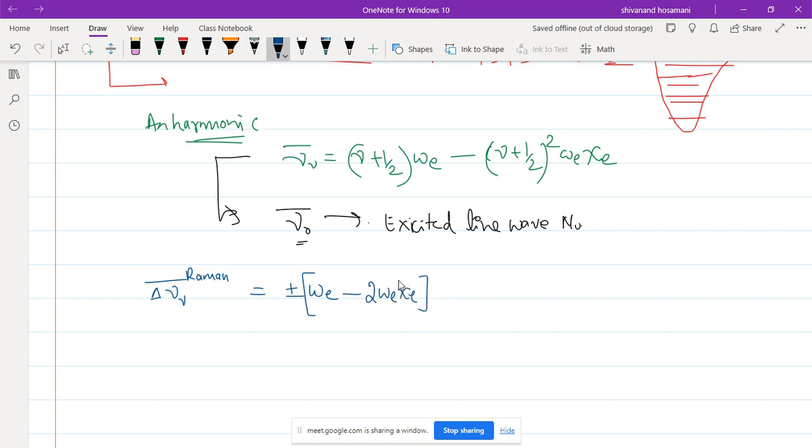I have already told you, fundamental and first overtone come in this. This is the fundamental one. Fundamental. What about the first overtone of the band?